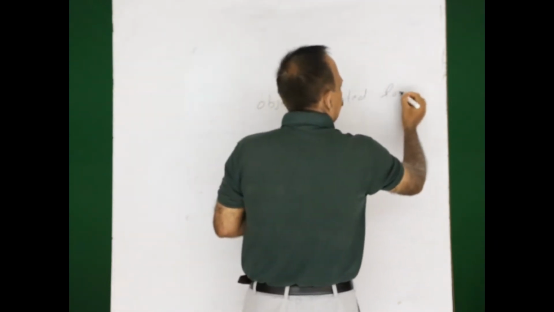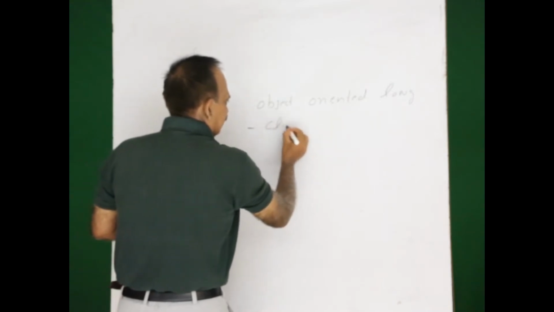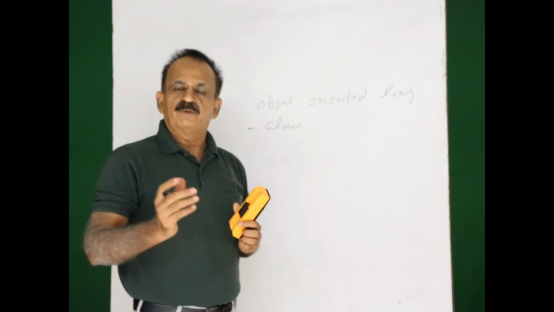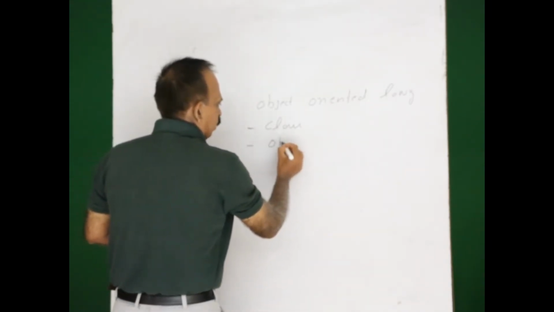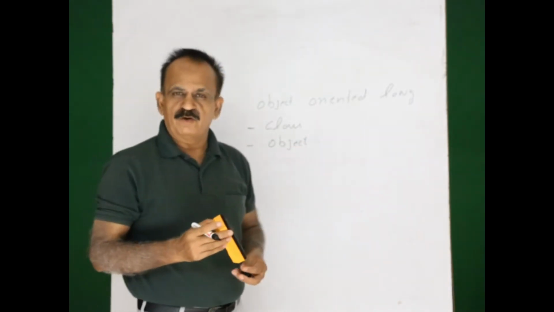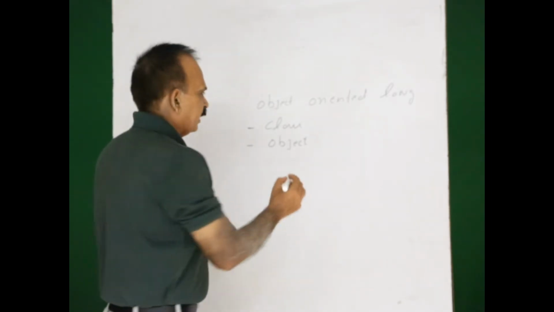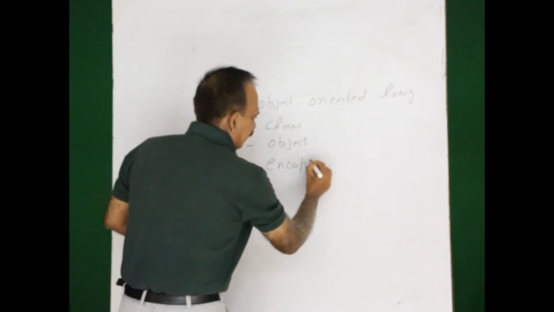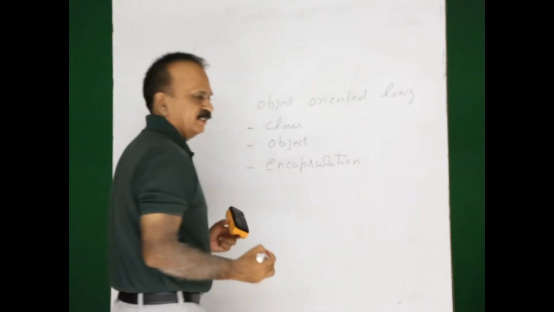Now, features of object-oriented language: no doubt the first basic feature is the class. This is the most important part in object-oriented programming language. The other I will be discussing will be no doubt the object. Classes and objects are important features of object-oriented programming languages. Another word which I will discuss is encapsulation. This is another important feature which we will discuss.